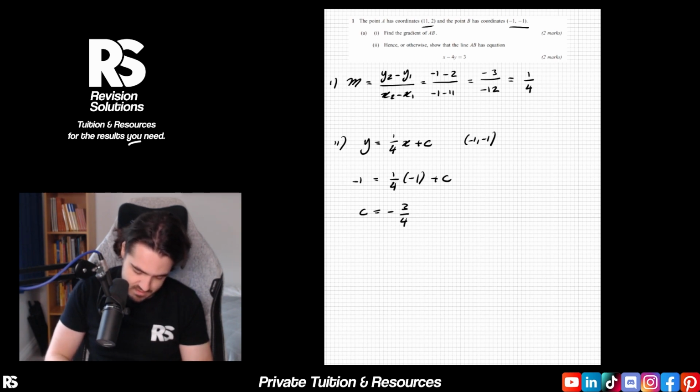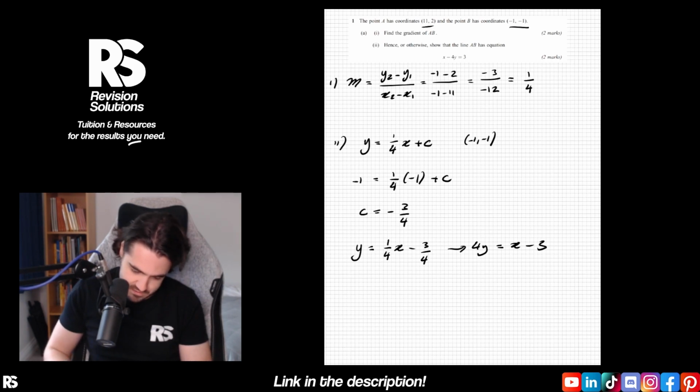So that means the equation of our line is y equals a quarter x minus 3/4, and then we just have to move it around into that form that's given there. So first I'm going to multiply everything by 4. So then we'd have 4y equals x minus 3. And then if I move around the x and y's, we would get the final result of x minus 4y equals 3.